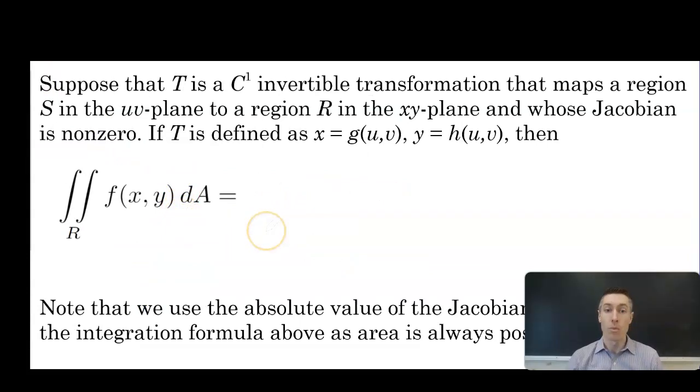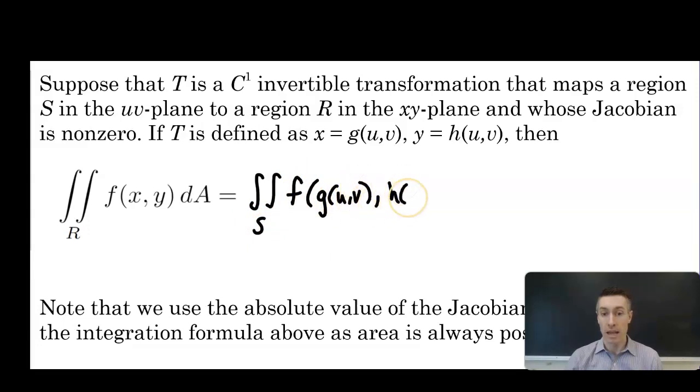Suppose that T is a C1 invertible transformation that maps a region S in the uv plane to a region R in the xy plane, and whose Jacobian is non-zero. Remember, C1 just means we have continuous first-order partial derivatives. If T is defined as the transformation x equals g of uv, y equals h of uv, then we can redefine the double integral over the region R of our function f of xy dA as the double integral over the region S, redefining our function in terms of u and v, so g of uv, h of uv for x and y respectively.